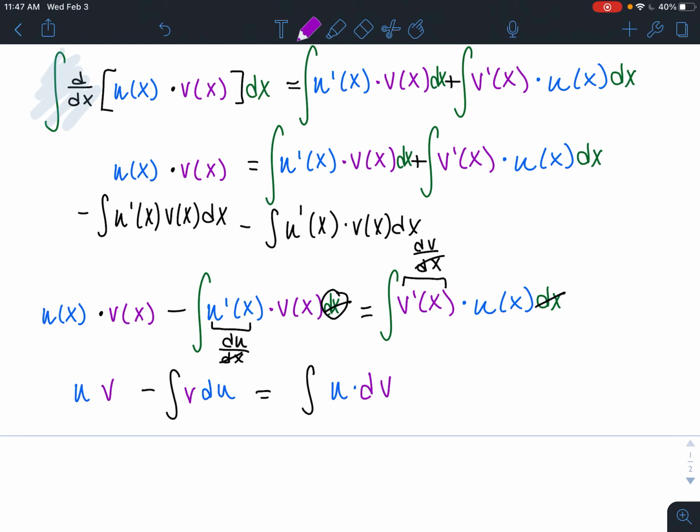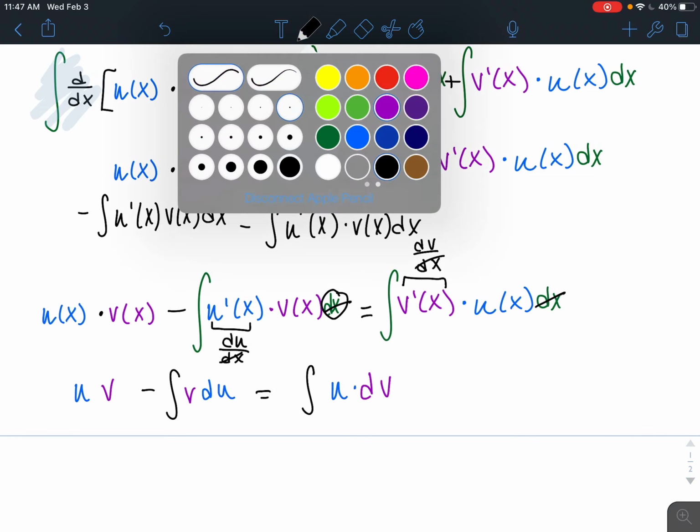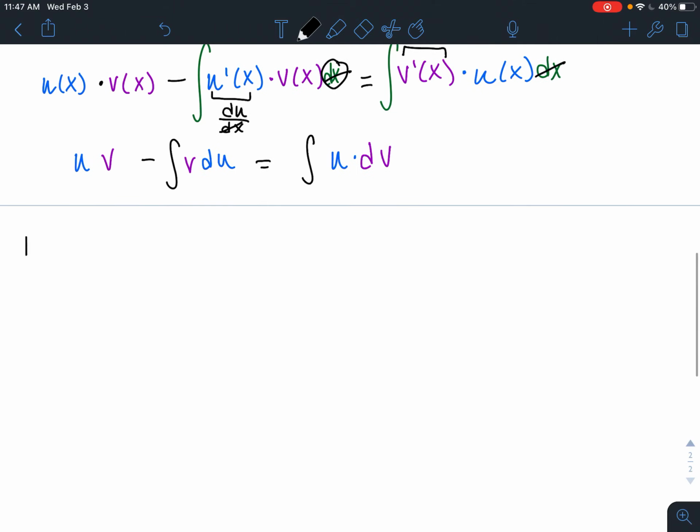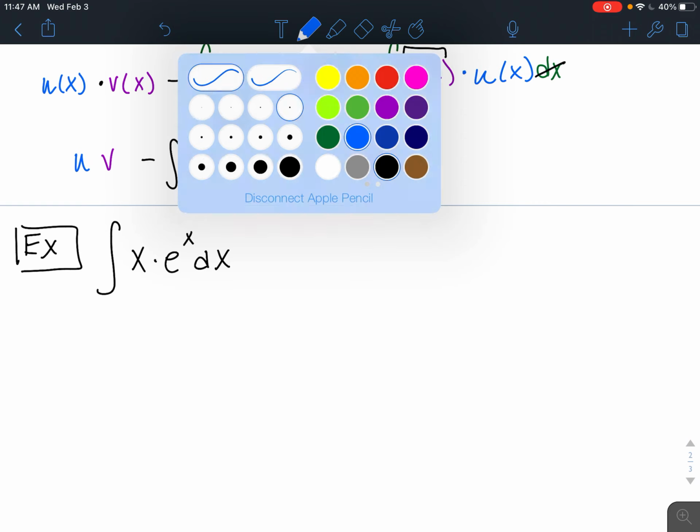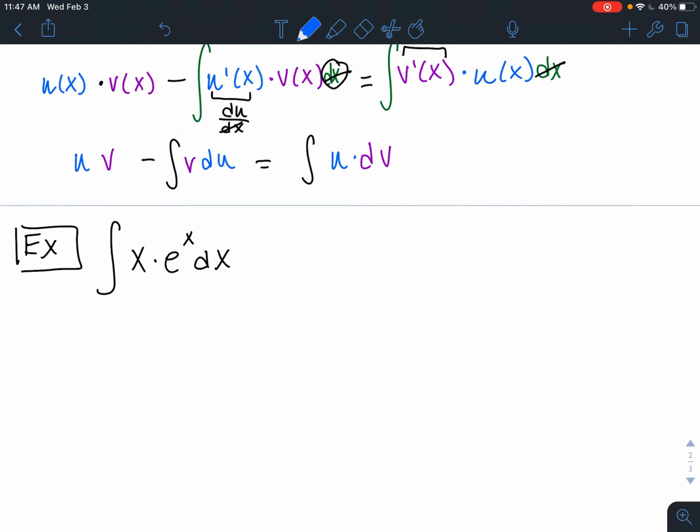So what I want to do is, let's first go back. Actually, before we go back to that first problem, because that's a little bit more intense, let's just do a more basic problem as an example. So we want to integrate x times e to the x dx. So I like to make a little chart when I do these.